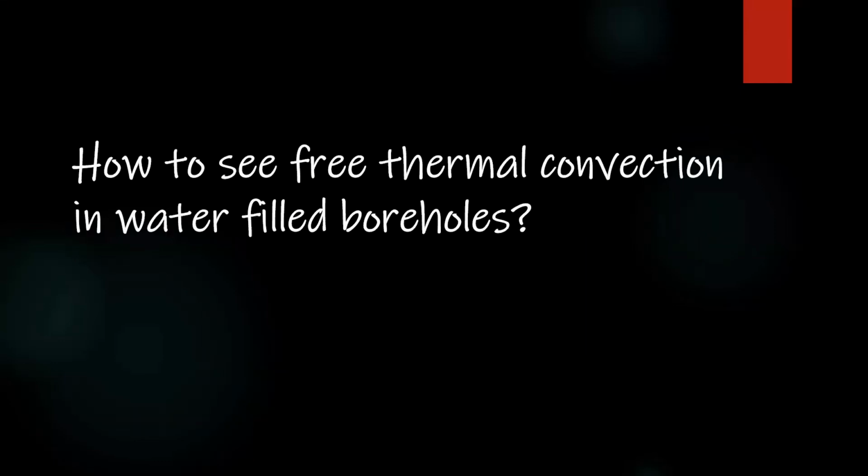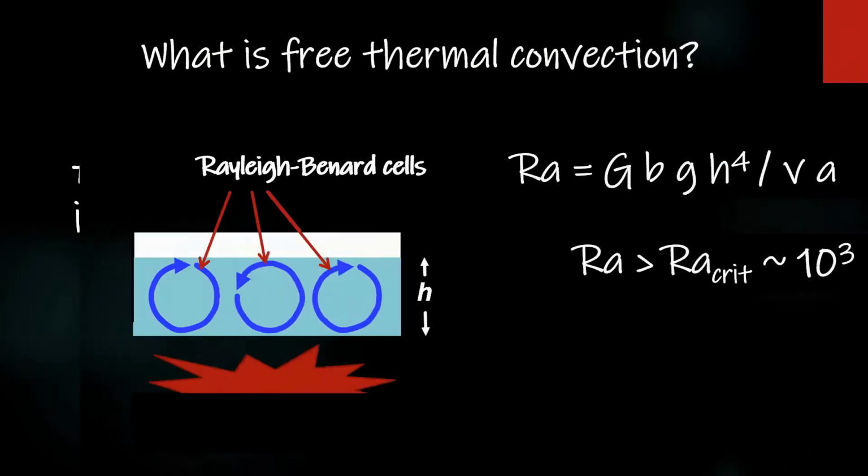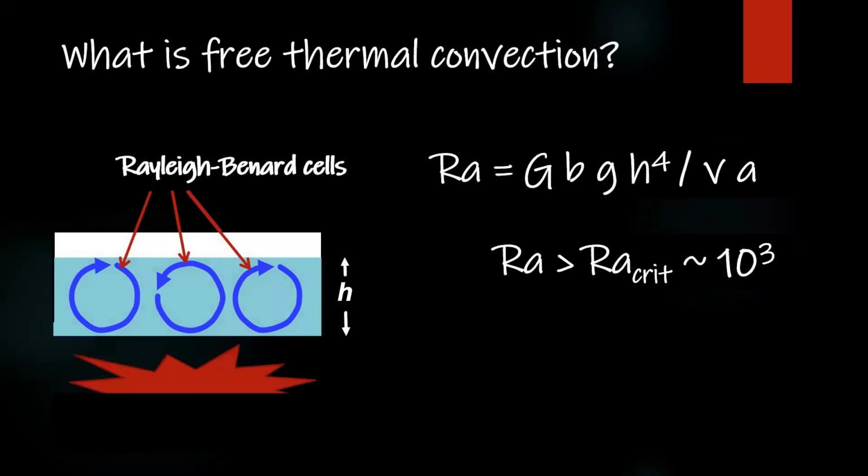In this video, we will show how you can see free thermal convection in water-filled boreholes. Free or natural thermal convection is the buoyancy-driven currents of a fluid heated from below and cooled from above. Rayleigh-Bénard convection is a type of free thermal convection occurring in a planar horizontal layer, in which the fluid develops a regular pattern of convection cells known as Rayleigh-Bénard cells.